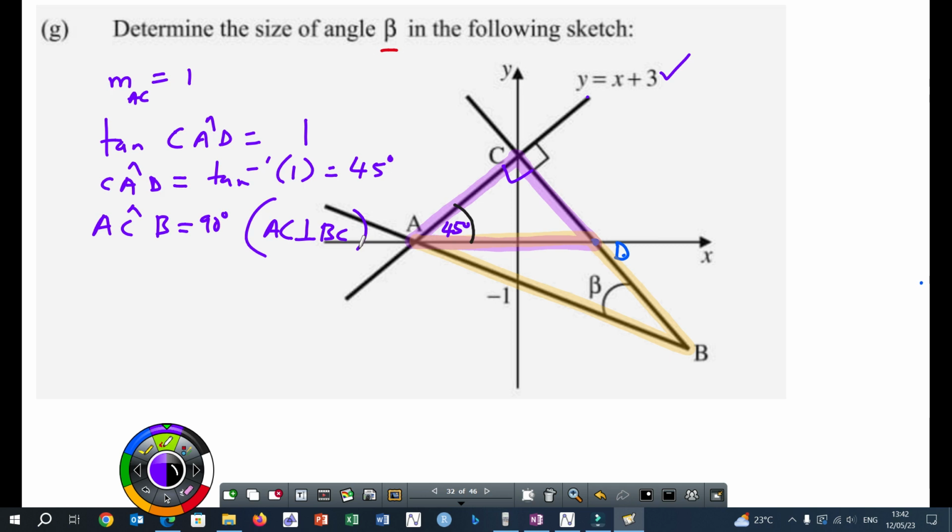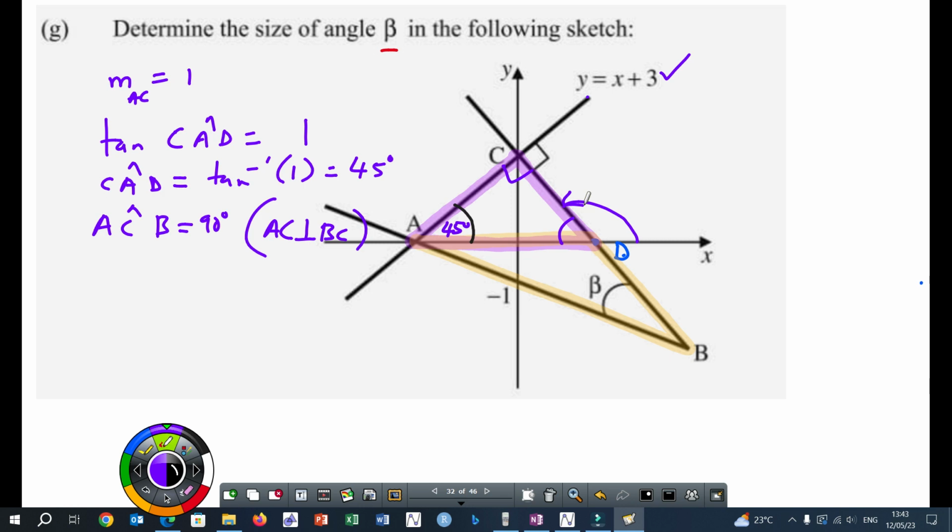Now, since I have that, I can determine the size of this angle in two ways. Either I can use the sum of angles in a triangle, or I can find this angle of inclination using the gradient of BC, which is what I'm going to do. I'm going to use angle of inclination because the topic is about angle of inclination, but you can use the sum of angles in a triangle. Are you following this? Yes.